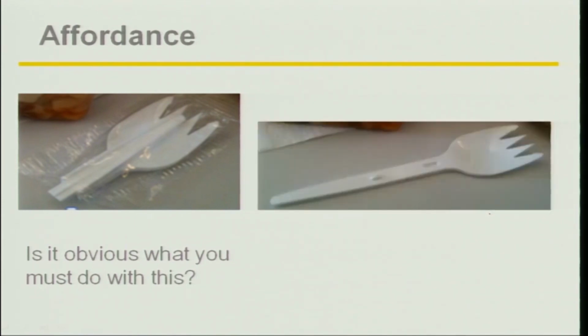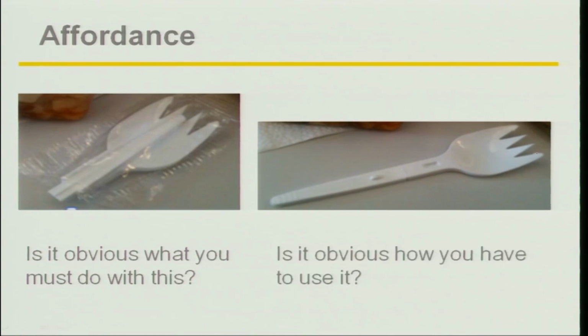Okay. Now let's look at this product. Is it obvious what you must do with this? When you look at it and you open the wrap and you find both these parts moving, you pull them and voila, there's your fork and the handle, and the fork with the spoon with the fork head. And is it obvious now how you have to use it, right? So this is good affordance. And you can see that this can be built into the product.